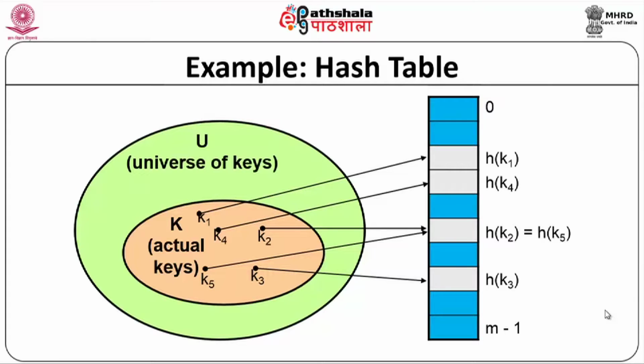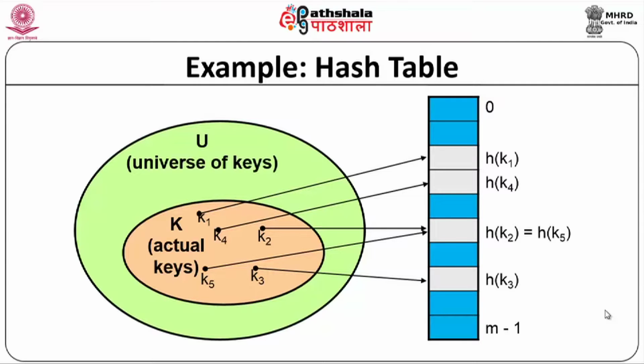So, instead of that u size, we take 0 to m minus 1, which is the size of the hash table, the number of slots or buckets. And you take each actual key and map it, using that hash function, onto different slots. You would notice here that two keys, k2 and k5, are both hashed to the same slot or bucket. We will come back to this later. So, this is what it does.